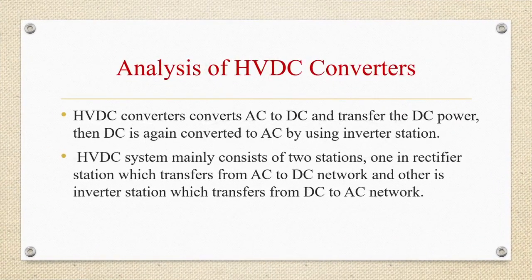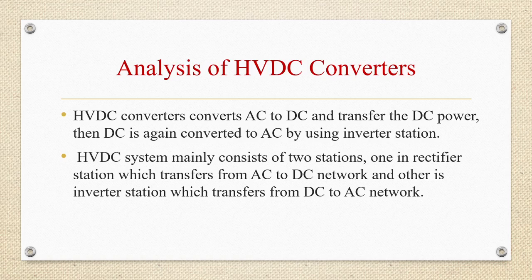Now let us do the analysis of HVDC converters. In the previous classes and today's class, we have discussed in detail the study of converter circuits which are used in line commutated converters and voltage source converter stations. So now we are going to analyze them. HVDC converters will convert AC to DC and transfer DC power. Then DC is again converted into AC by using an inverter station. Okay, we know this one.